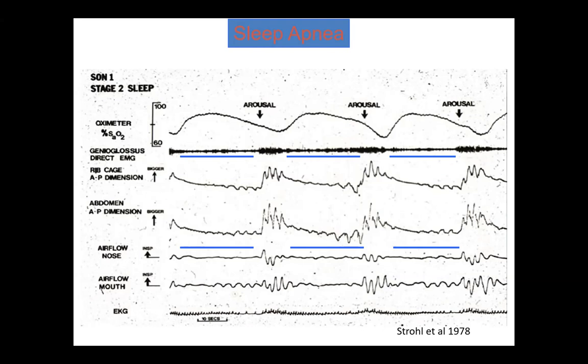So it looks like ribcage not moving, abdomen not moving, nose not moving. So this is a central apnea with an arousal. Okay, there's the EKG down at the bottom too. So it looks like some tachyarrhythmia when the arousal happens. Okay, anybody else see anything else in here? There are three events. Are all three the same?